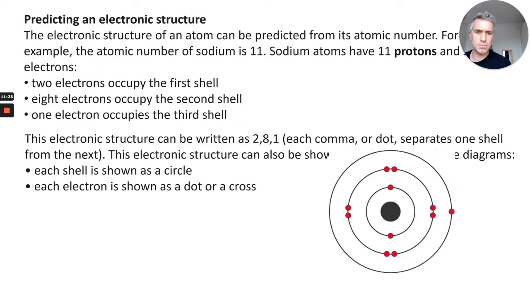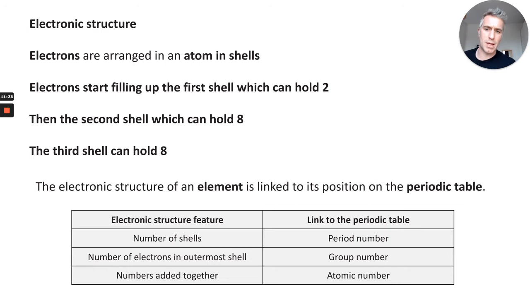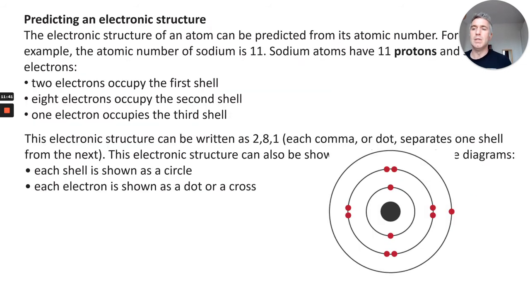So maybe you want to write that down, it's up to you. When you write about the electronic structure, you can do it in this way. So first example, this is just review. You either write it in numbers. So for example, this is sodium. Sodium has an atomic number of 11. So it has 11 protons and 11 electrons. So 2 electrons in the first shell. Then the second one has 8. 2 plus 8, that's 10. That means there's 1 left for the outer shell.